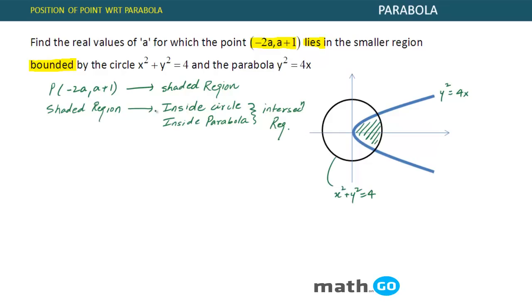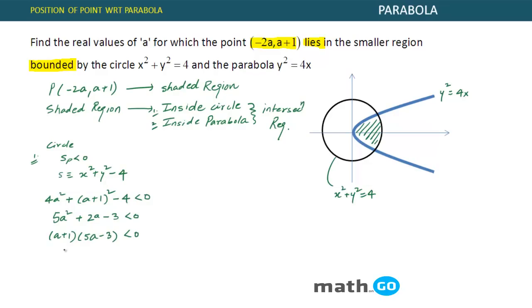So you have to apply both the conditions here. First is inside the circle. Let's talk about the circle component first. For the circle, S11 is less than 0. What is the expression of the circle? I can say it will be x square plus y square minus 4. Replace this point in the equation of the circle. So this will become 4a square plus (a plus 1) square minus 4 less than 0, right? And if you solve this, this becomes 5a square plus 2a minus 3 less than 0.